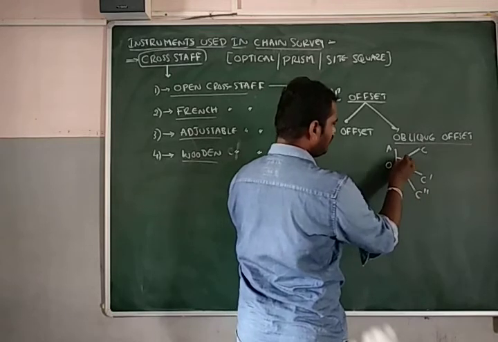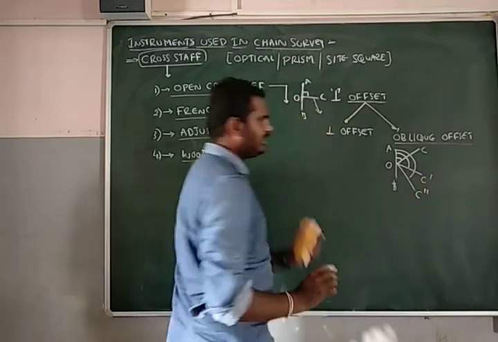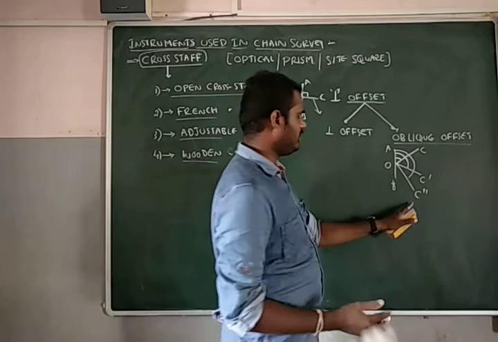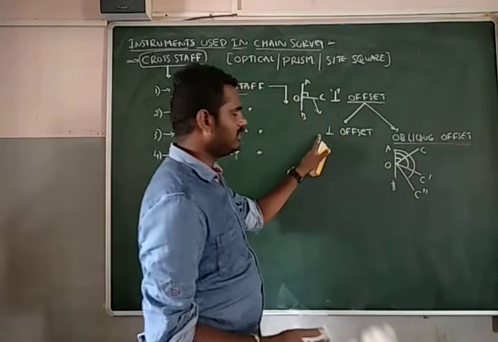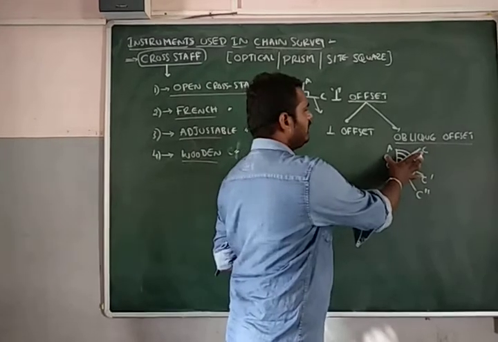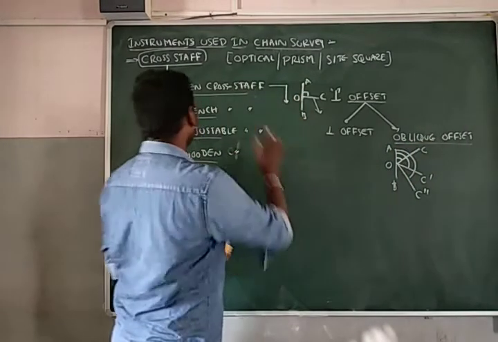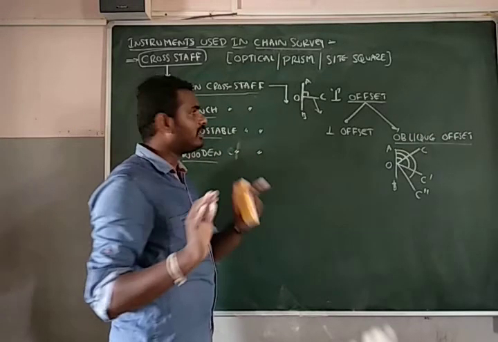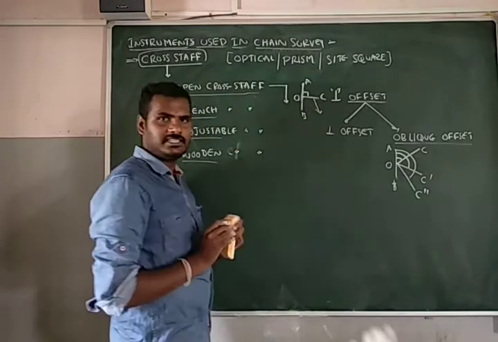No offset out of these three offsets is making 90 degrees. They are other than 90 degrees. Such particular offsets, which make any angle except 90 degrees, we call oblique offsets. Now here, the open cross staff. By using this open cross staff, we can erect only 90 degrees offsets to an already existing line.